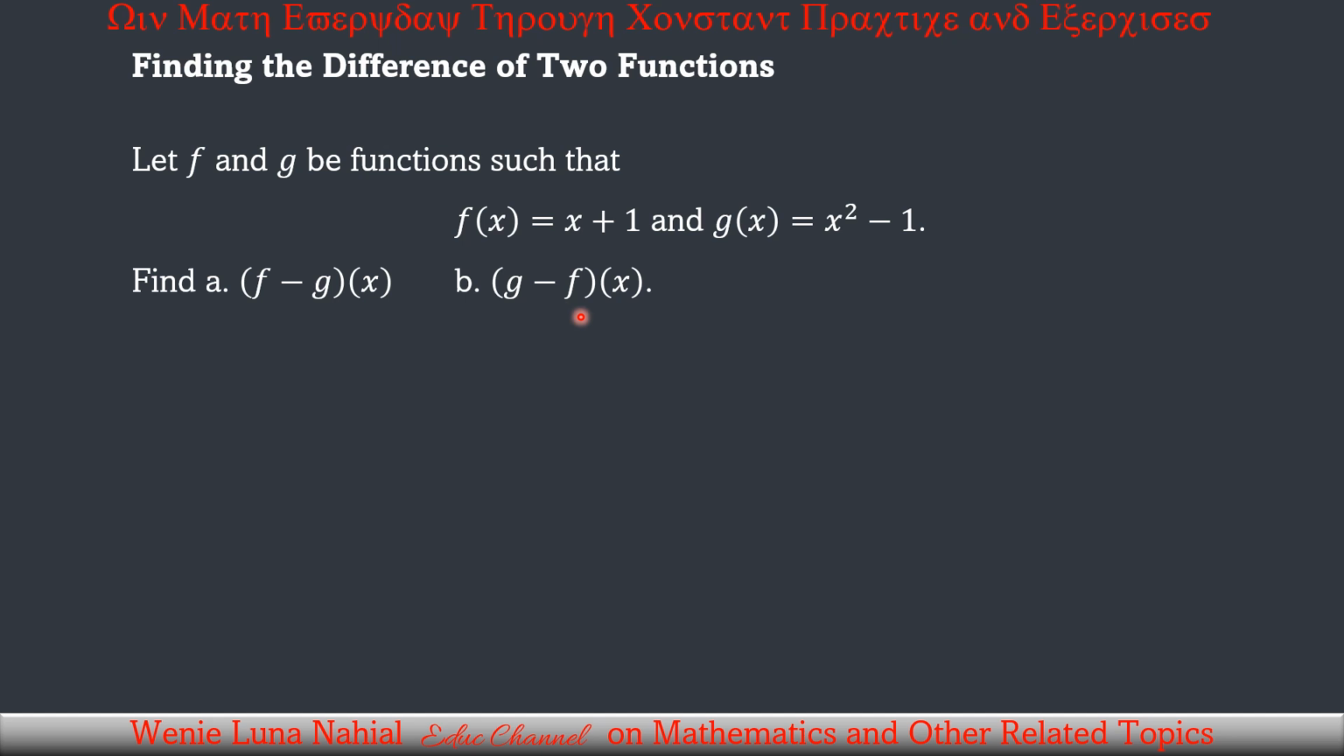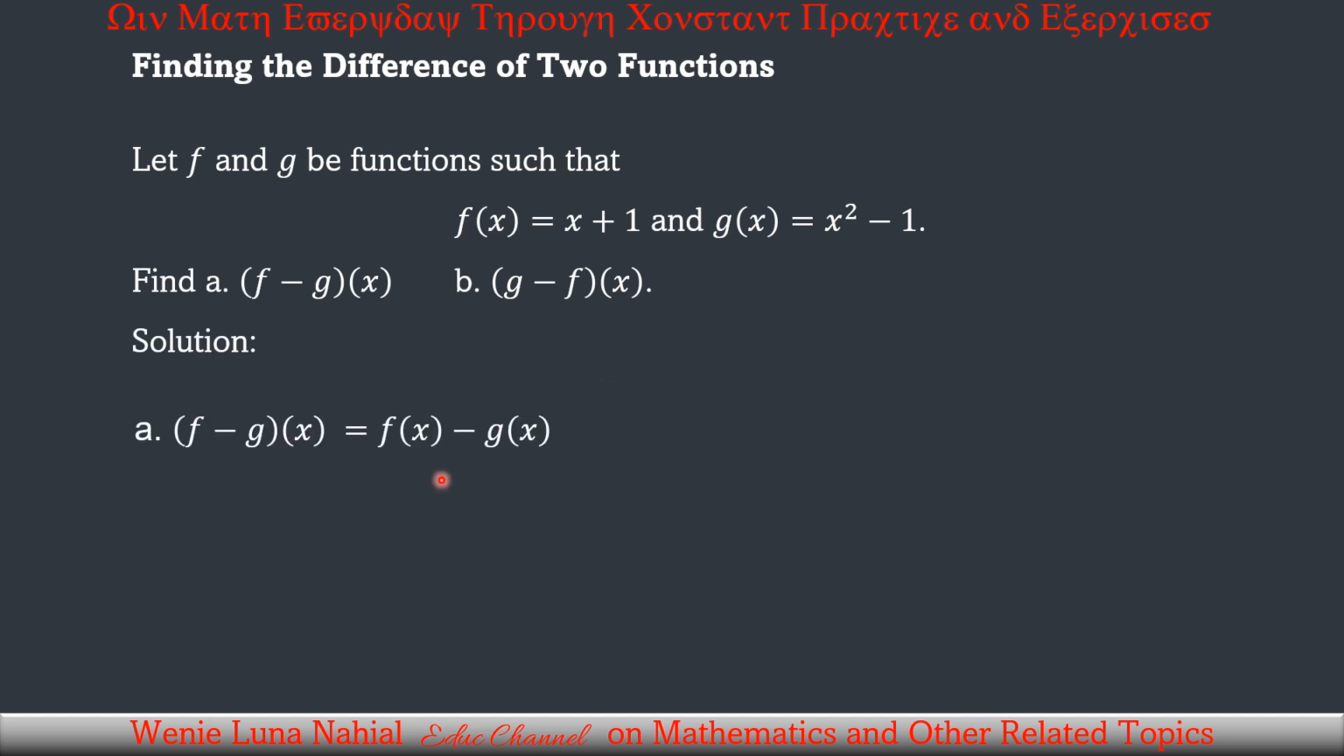Again, the intention is to see if subtraction of two functions is commutative, because addition of two functions was shown to be commutative. In here, let's see if subtraction of two functions is still commutative.